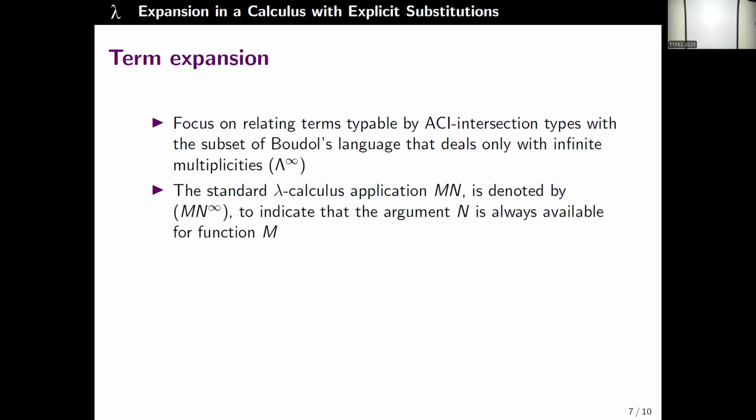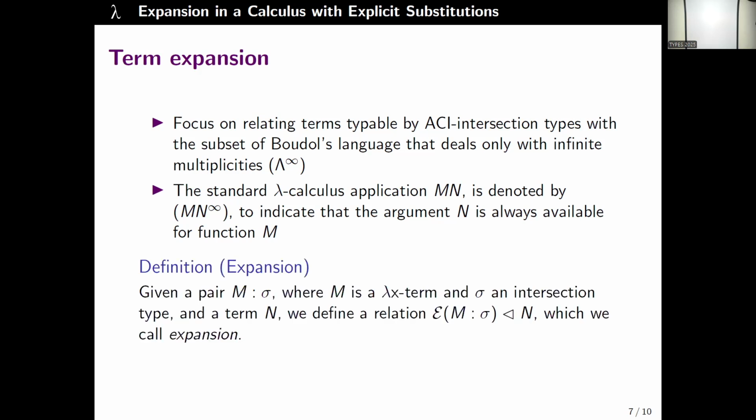Here we are focusing specifically on relating terms typable by ACI intersection types with the subset of Boudol's language that deals with only infinite multiplicities. And this is very similar to how the lambda calculus works, because in the lambda calculus, we have a function argument available for however many times the variable we wish to substitute is available in the term M. And in Boudol's language, we also get that, but we have a multiplicity of the infinite here. And it also has some operational differences.